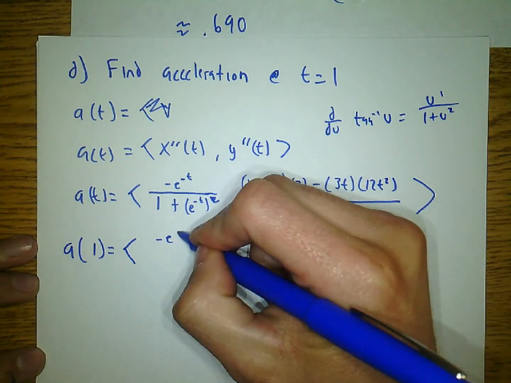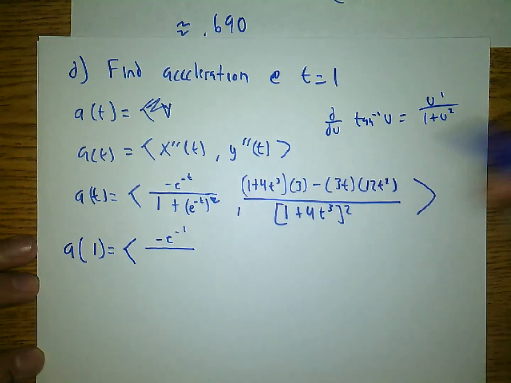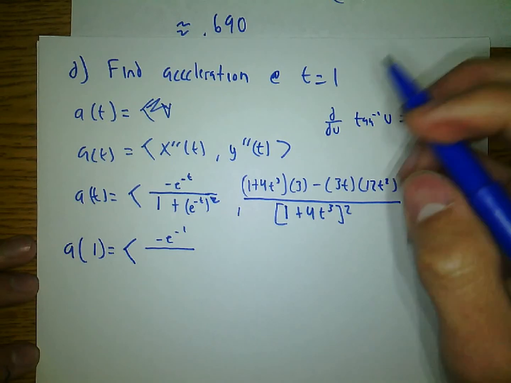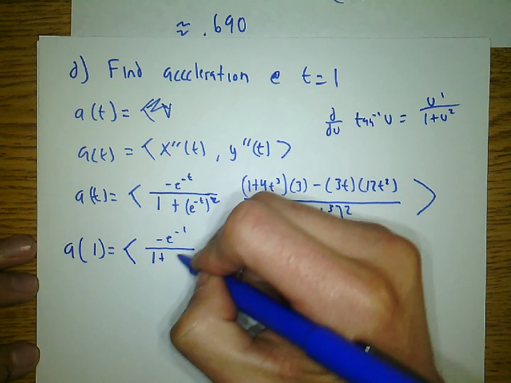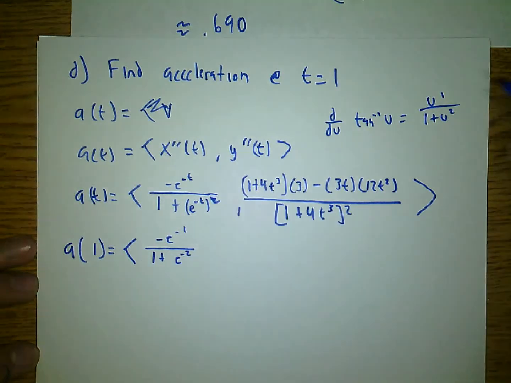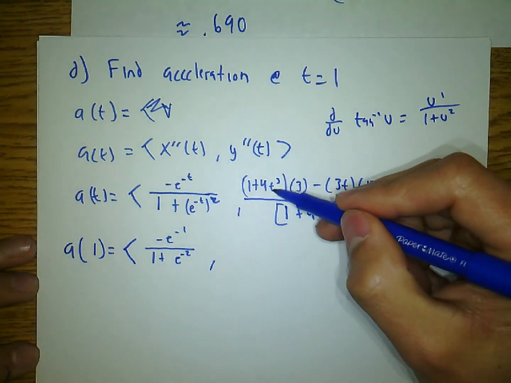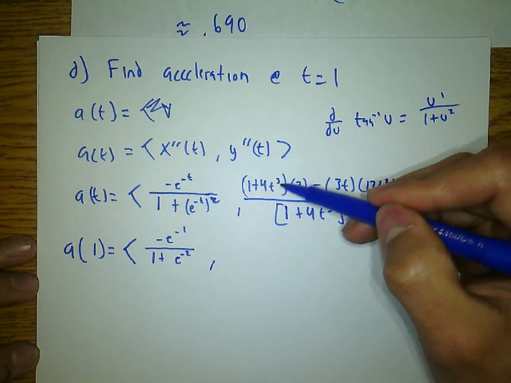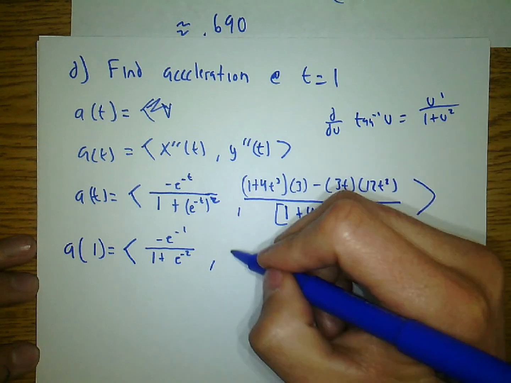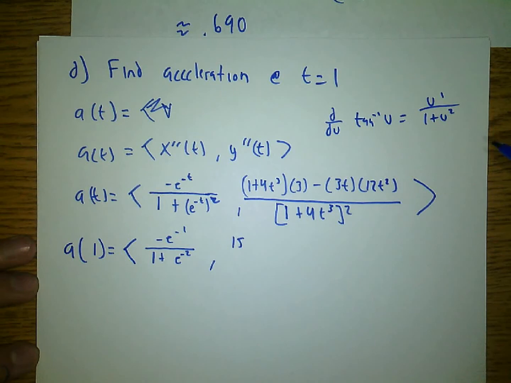Negative e to the negative 1 over what? One plus e to the negative 2. Yes? All right. This one gets ugly, but we'll manage. So we plug in 1. That gives you 4, that gives you 5. 5 times 3 is 15, right?